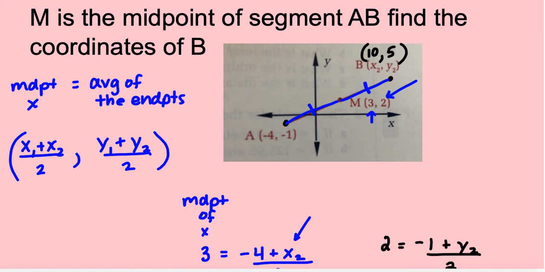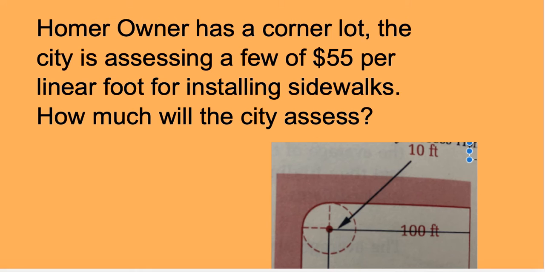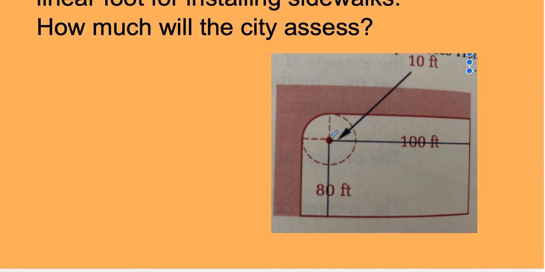All right, just a few more questions, guys. Homework, problem 3. Homer has a corner lot, and the city's assessing a fee of $55 per linear foot for installing sidewalks. How much will the city assess? We can see that this frontage here for the sidewalk is 100 feet. And it has a curved section of the sidewalk here, which is part of a circle. And then it also has this frontage that's 80 feet.